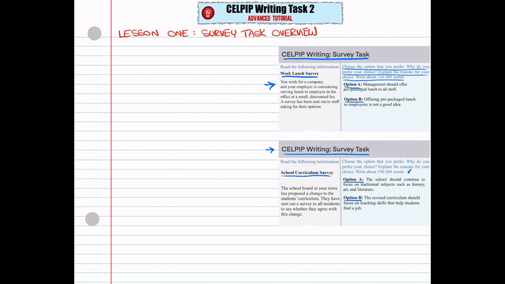So for this task, you're supposed to write a response in which you choose one of the two provided options by providing reasons and then supporting those reasons with explanations, details, and examples. As you can see, you have 27 minutes to complete the task, and you must write between 150 to 200 words. Now, as you can see, this is a range and not a minimum word count.